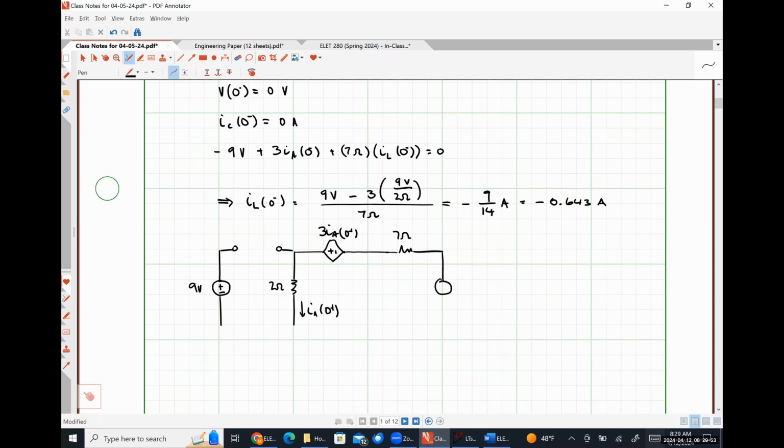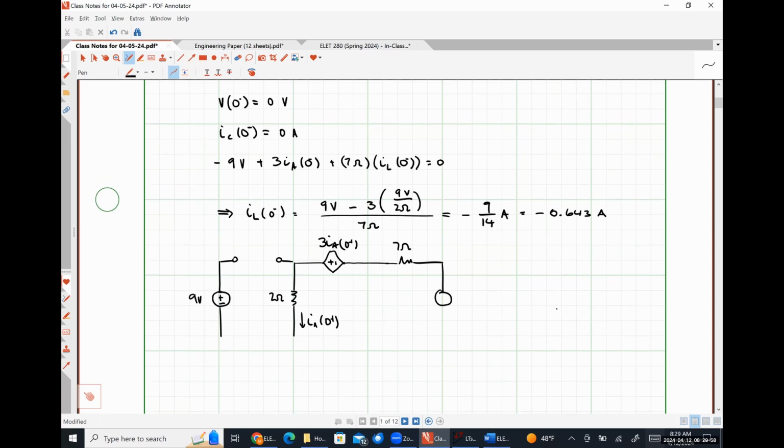So my inductor current was defined, actually this should be my capacitor. The voltage drop across my capacitor was 0 volts at 0 minus. It has to continue being 0 volts at 0 plus. So I'm going to replace my capacitor with a short circuit. Then over here, I'm going to have my inductor, which is pushing a current of -9/14 of an amp down.